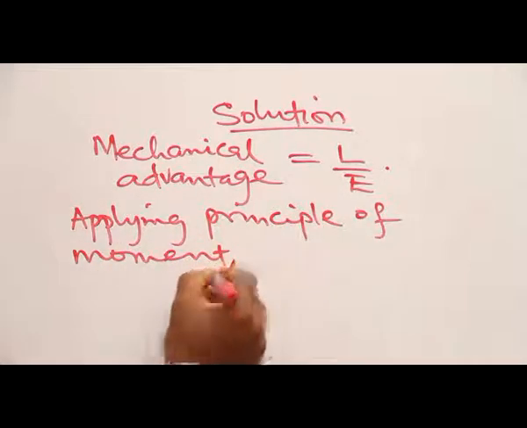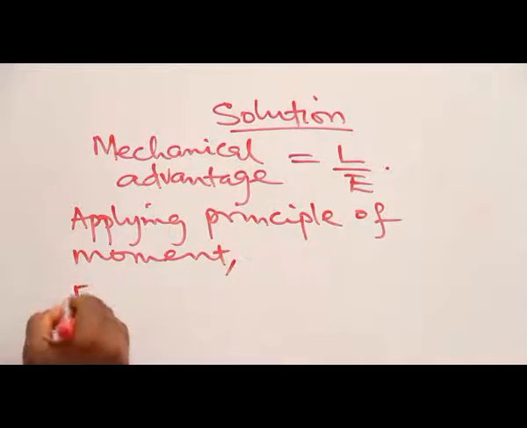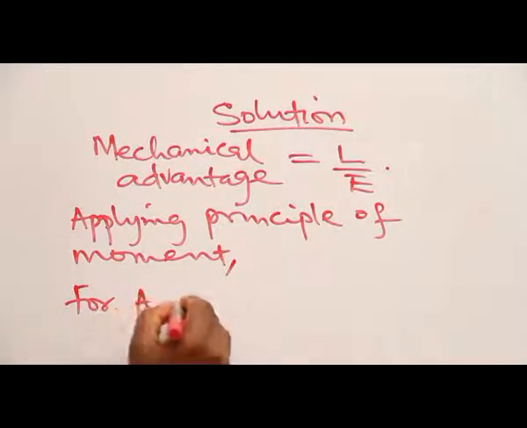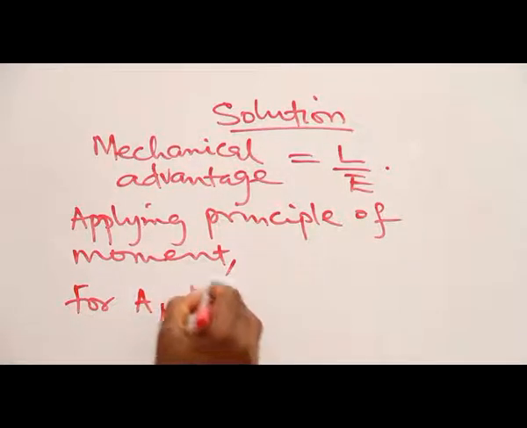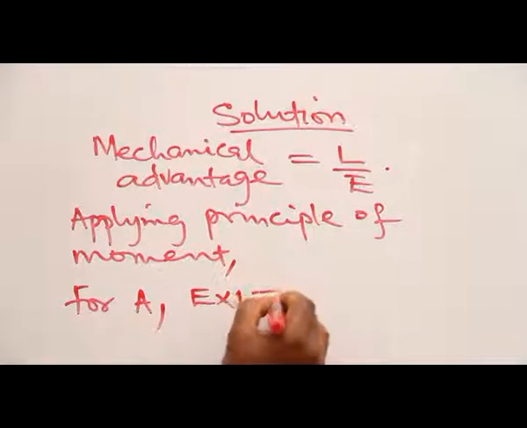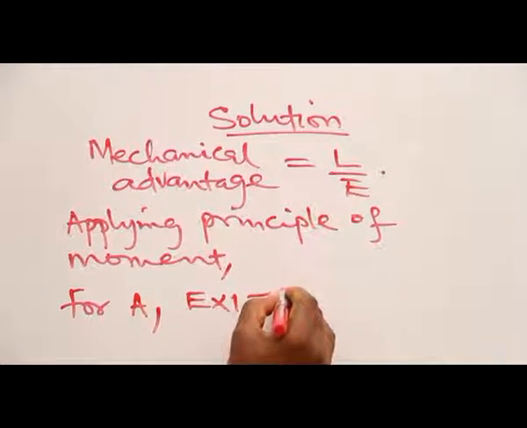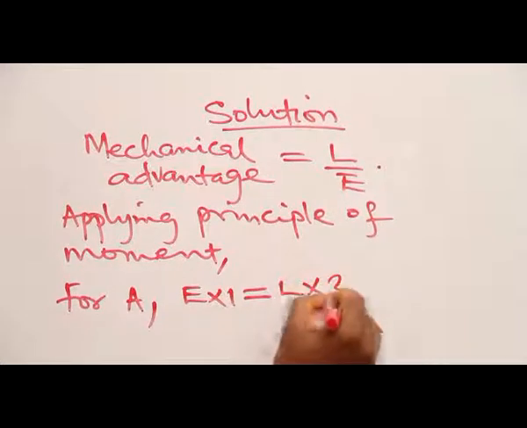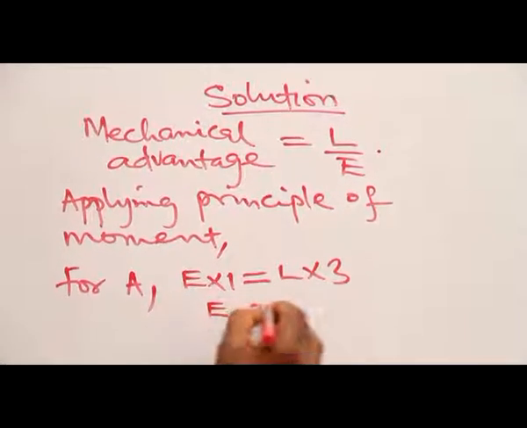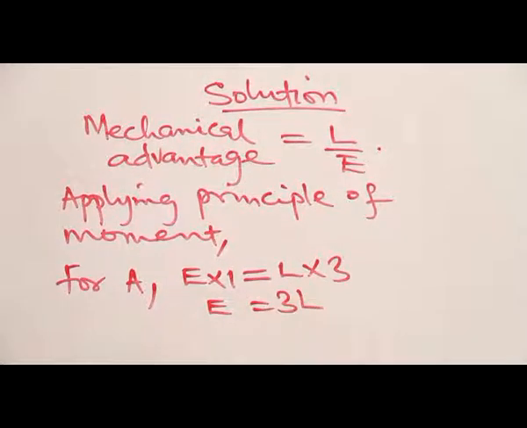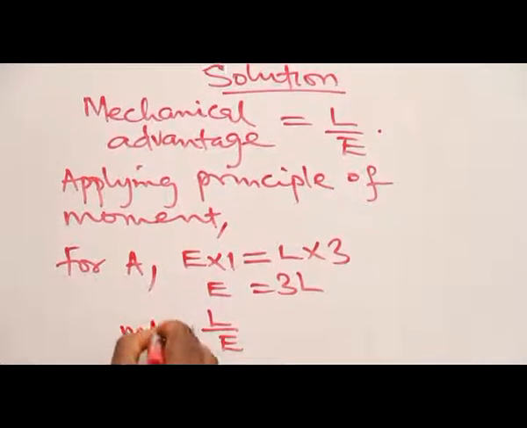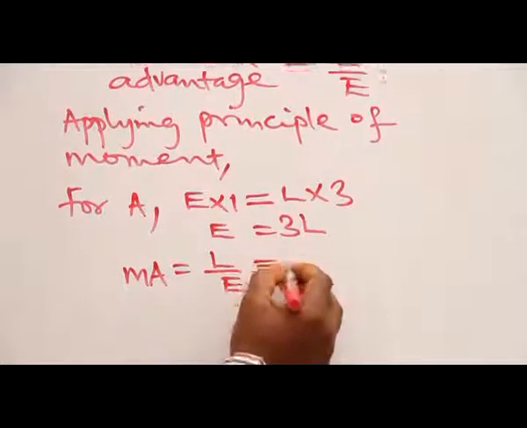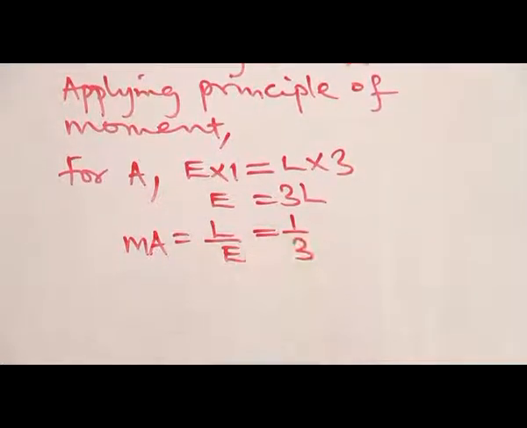Applying the principles of moment for A, we'll end up getting the clockwise moment about the fulcrum is E times 1. This is equal to the anti-clockwise moment L times 3. So E will give us 3L. Therefore, L over E, which is our mechanical advantage, will give us 1 over 3.